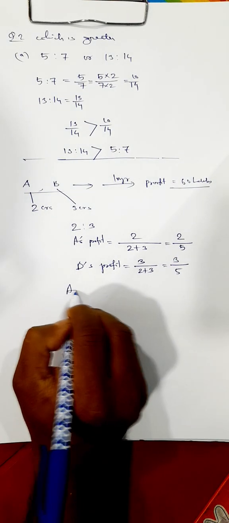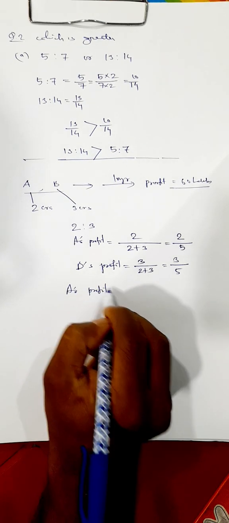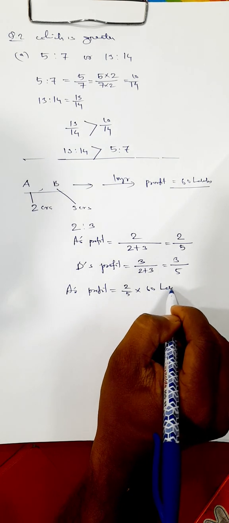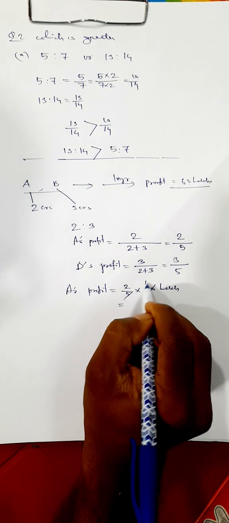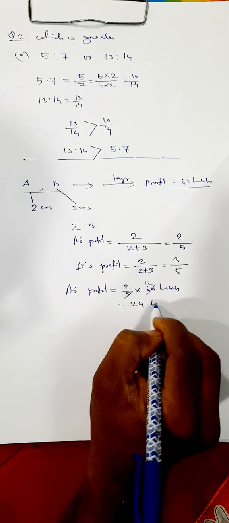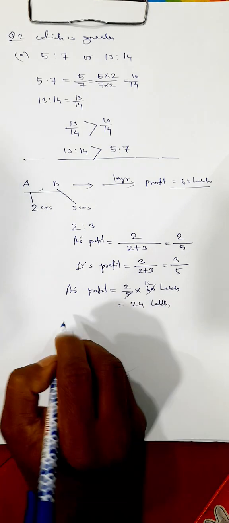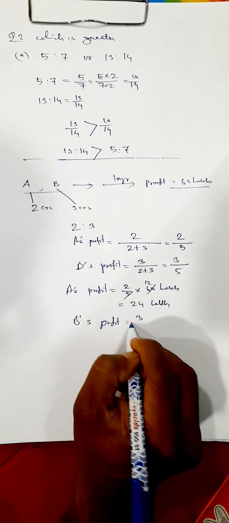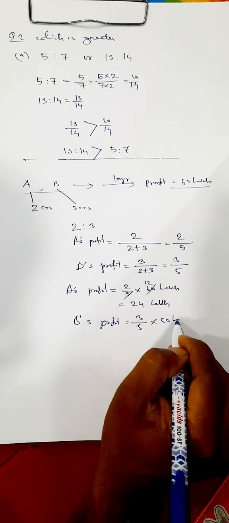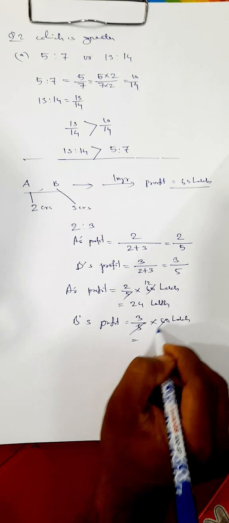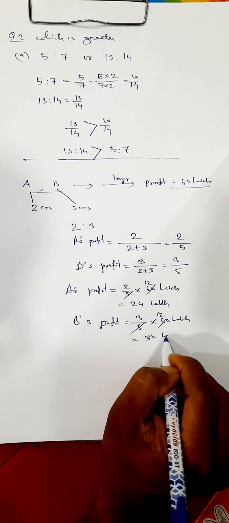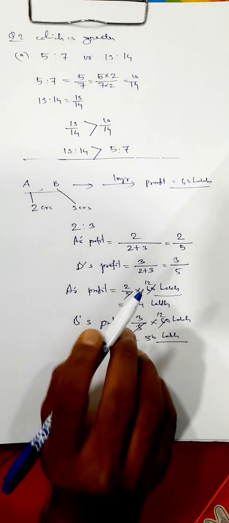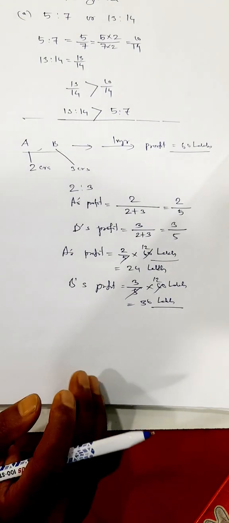So A's profit equals 2 by 5 of 60 lakh. That means 24 lakh. And B's profit equals 3 by 5 multiplied by 60 lakh. That means 36 lakh. Right? So this is one example of use of ratio.